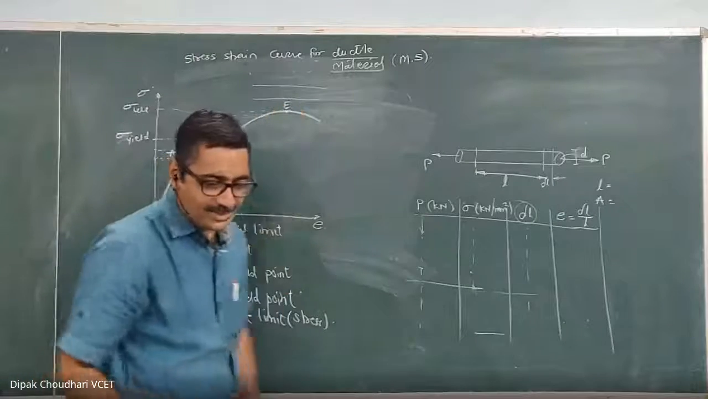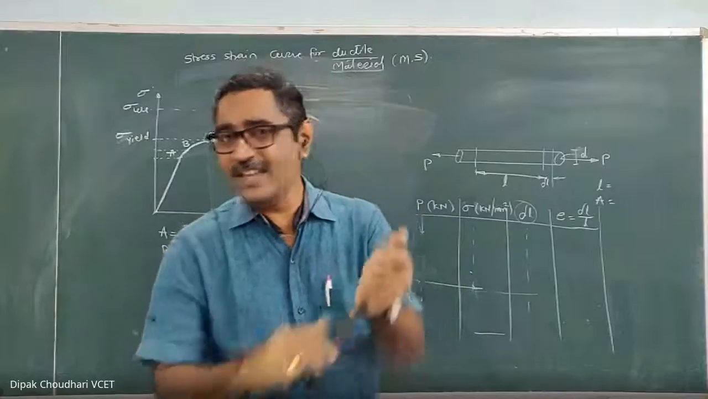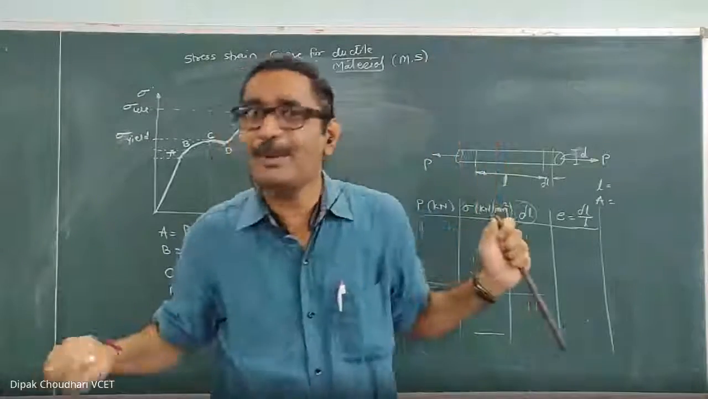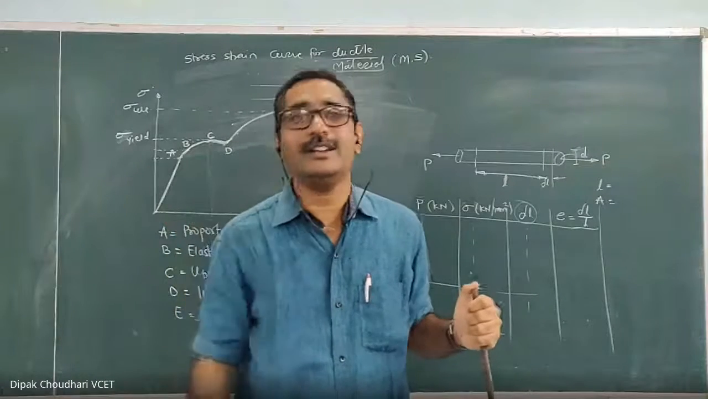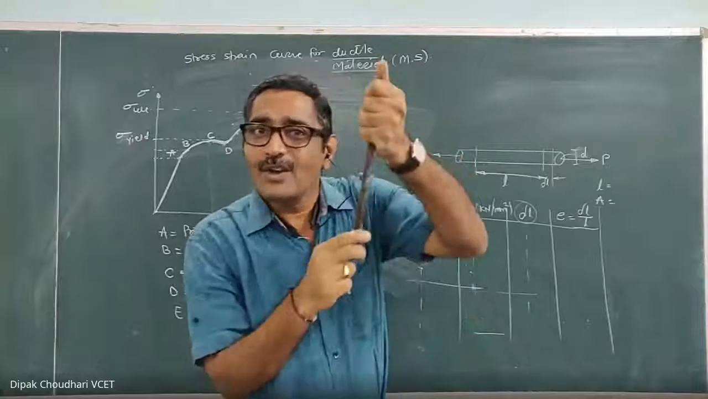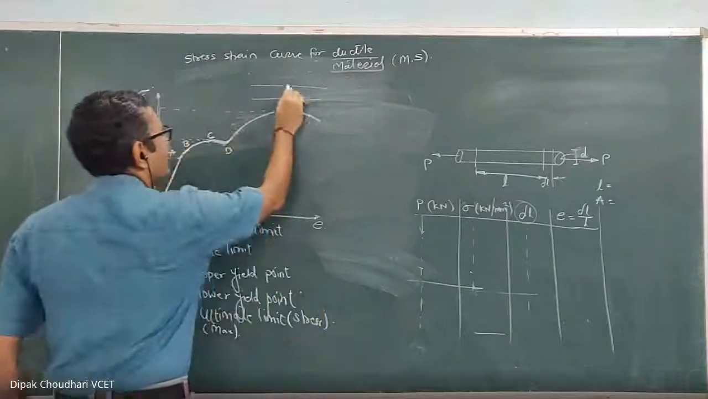क्या होता है ये डक्टाइल मटेरियल में क्या होता है? नेक फॉर्मेशन स्टार्ट होता है. ये इमीडिएटली एट मैक्सिमम लोड इमीडिएटली ब्रेक नहीं होता है. Ductile material won't break directly. There is an elongation, then there is a neck formation. So neck formation will take place at the ultimate limit.